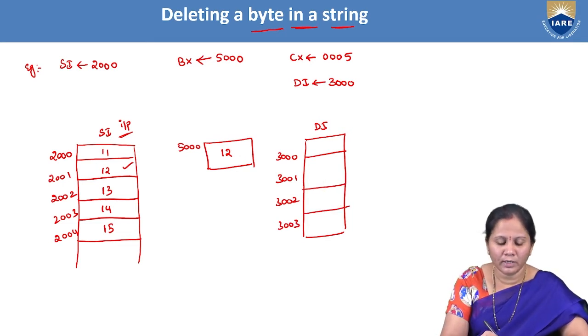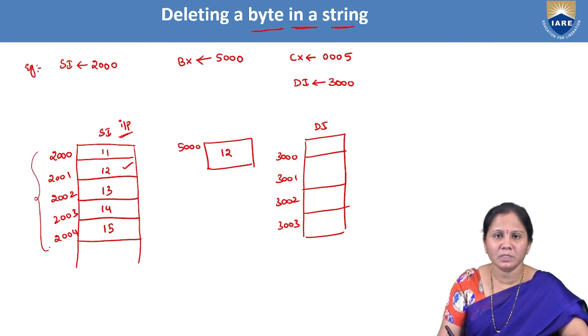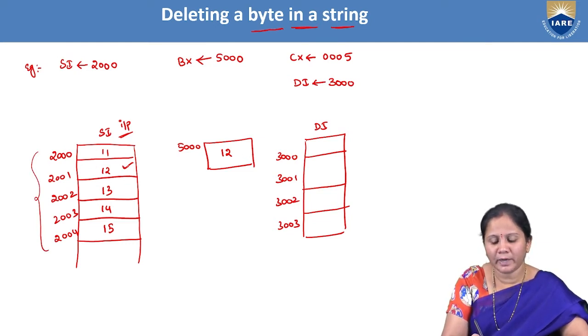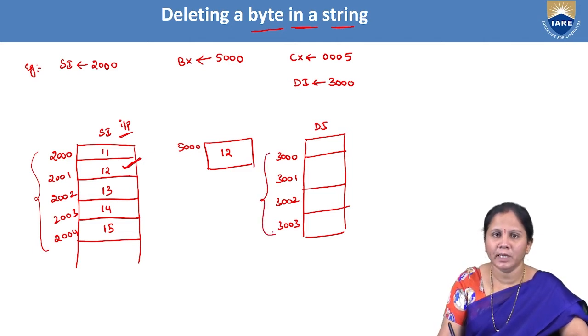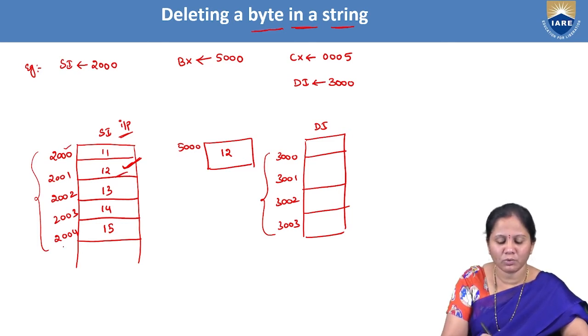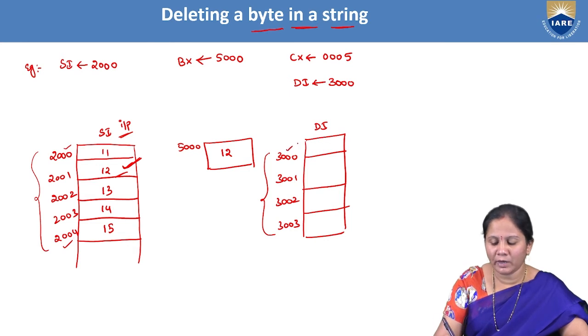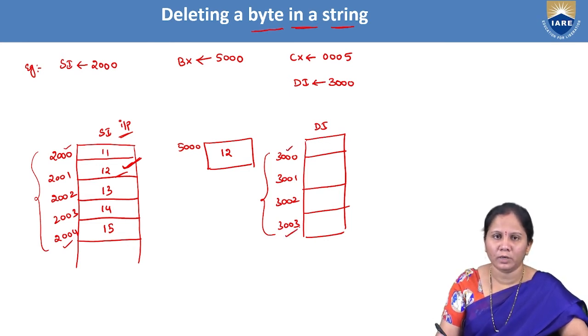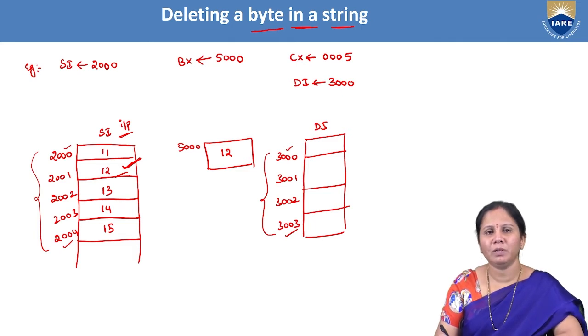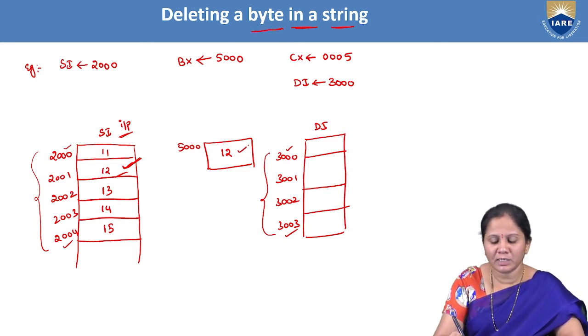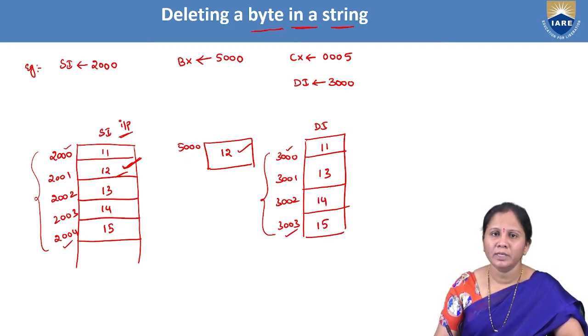So in the inputs, we will have 5 inputs. But after deleting a byte in this string, the output will be only 4 numbers in a string, because this number will be deleted. That is why we have inputs from 2000 to 2004, but in this case we will have 3000 to 3003 only, not 3004. Why? Because one number will be deleted. After deleting this number in the string, in the output we can see 11, 13, 14 and 15. This is the string we have to see.